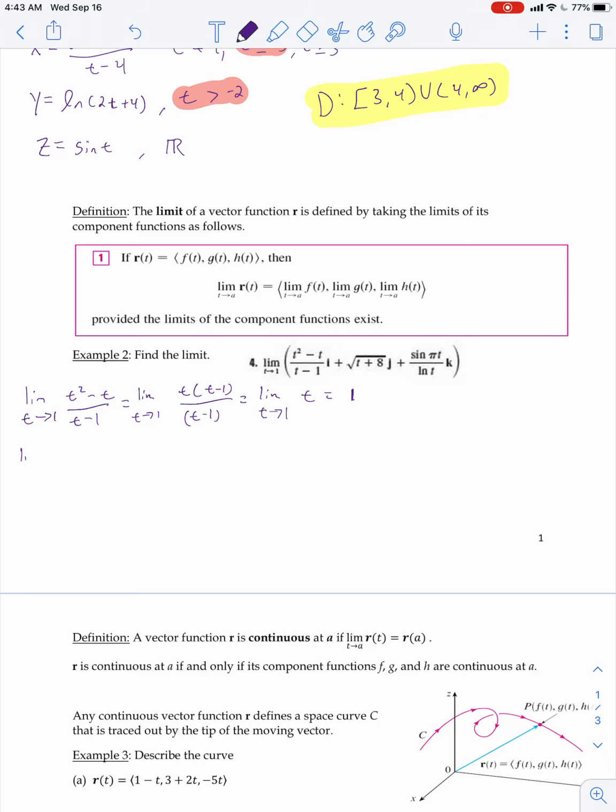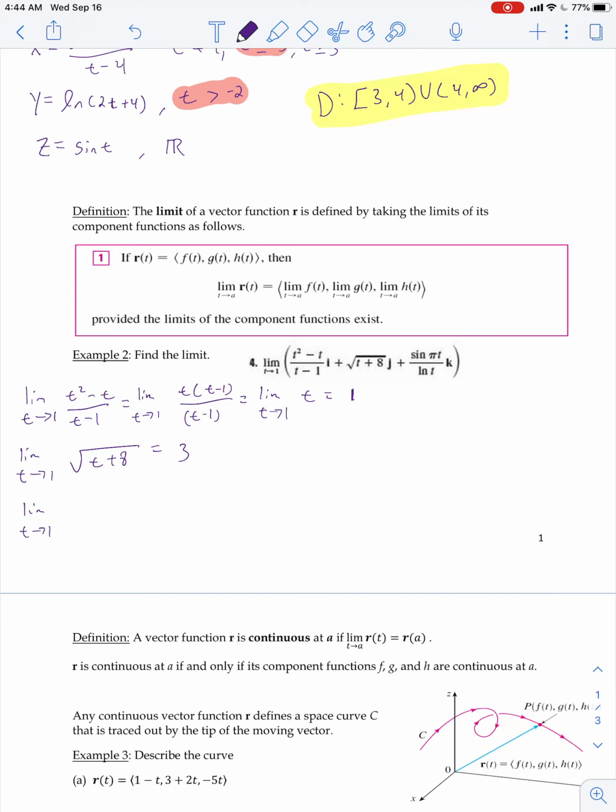Alright, now to find the limit of the second component, the limit as t approaches 1 of the square root of t plus 8. Again, the first thing you do is substitute it in. 1 plus 8 is 9, so we're dealing with the square root of 9. And so the square root of 9 is just 3. That one's fun because it's not very difficult.